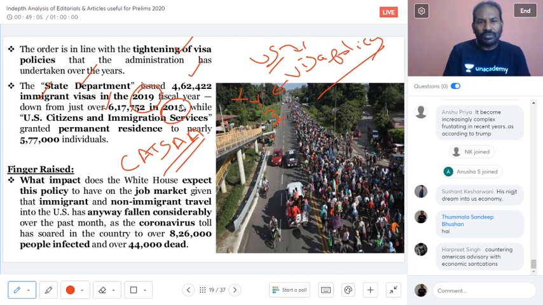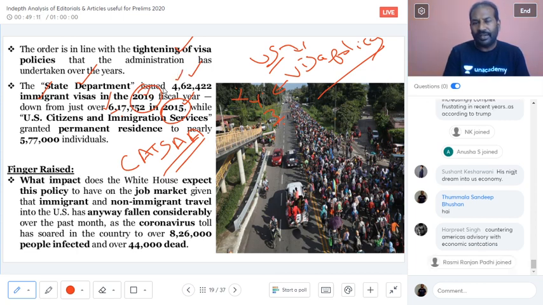So if you look at 2015, it was 6 lakhs, and then in 2019, 4 lakhs. So definitely the immigration policy has been getting into action since Trump became the 45th US president.